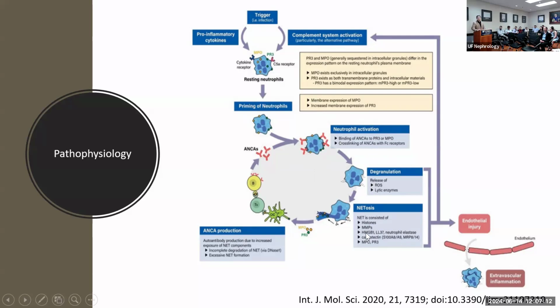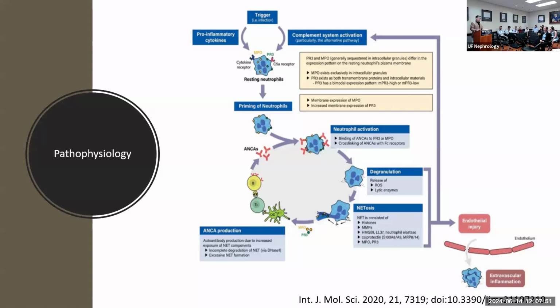Another mechanism is a process called NETosis. What is NETosis? NET means neutrophil extracellular traps. So it basically makes a net from its own DNA strands. It creates a net, and then the net is attached with different things, like histone, MPO, PR3, cell proteases. There are a lot of different components that create a net with these things. It kills all the infection along the way.